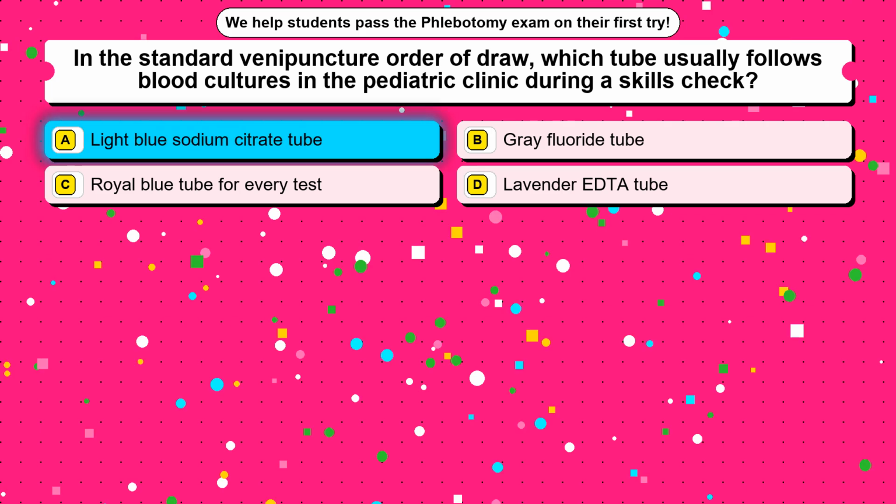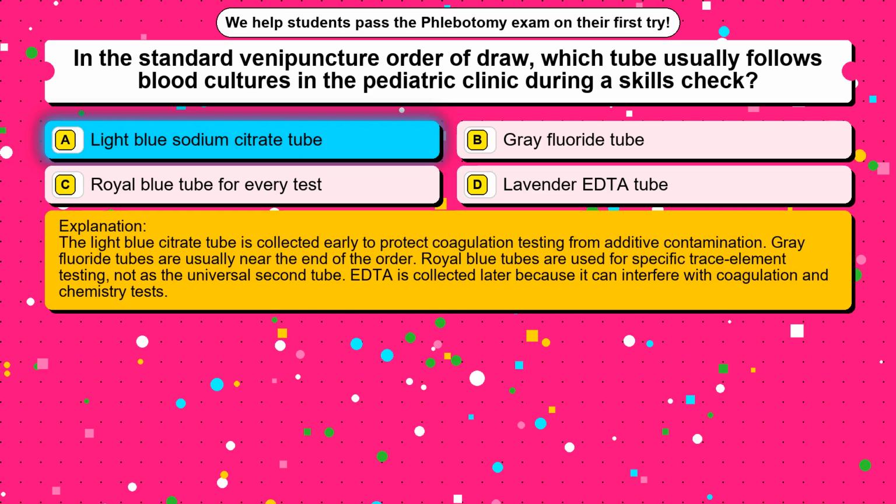The correct answer is option A. Light blue sodium citrate tube. The light blue citrate tube is collected early to protect coagulation testing from additive contamination. Gray fluoride tubes are usually near the end of the order. Royal blue tubes are used for specific trace element testing, not as the universal second tube. EDTA is collected later because it can interfere with coagulation and chemistry tests.